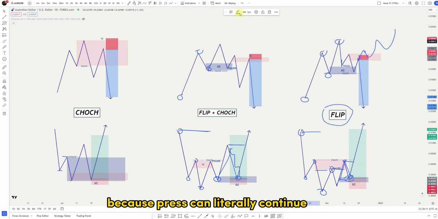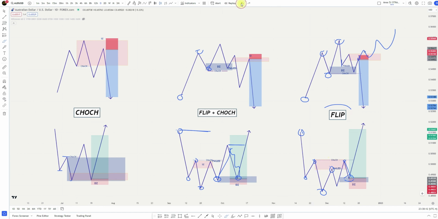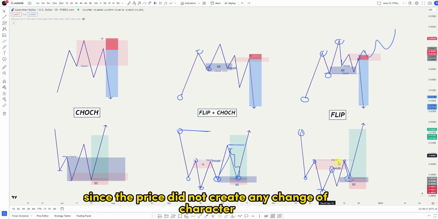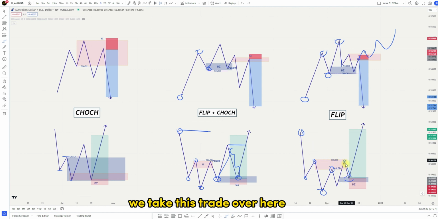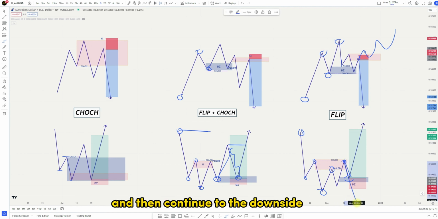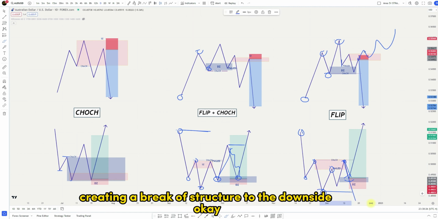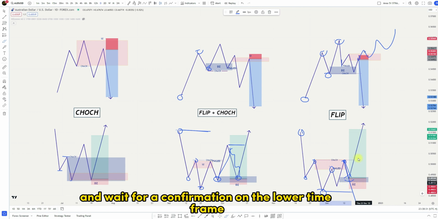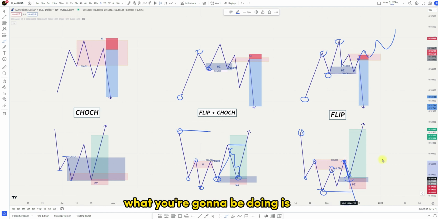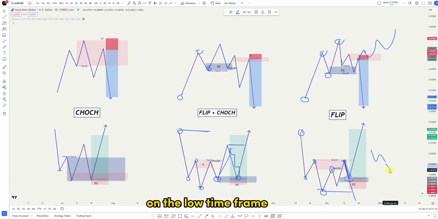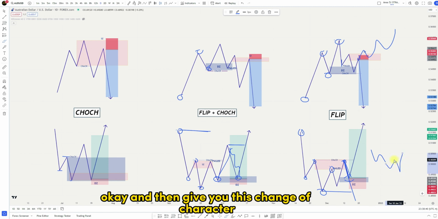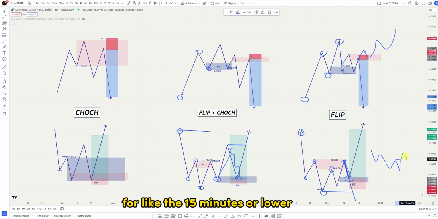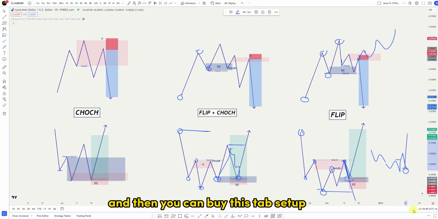Why? Because price can literally continue, since the price did not create any change of character before we take this trade over here. Price can literally react to this area and then continue to the downside, creating a break of structure to the downside. Okay, so it's always good to be careful and wait for a confirmation on the lower time frame. Once the price hits over here, you're going to be waiting for the price to do this on the lower time frame, and then give you this change of character on the lower time frame, like the 15 minutes or lower, and then you wait for the price to come back to an area of supply zone on the lower time frame, and then you can buy this type of setup, okay, to be on the safe side.